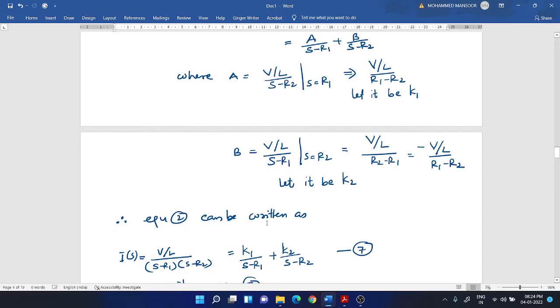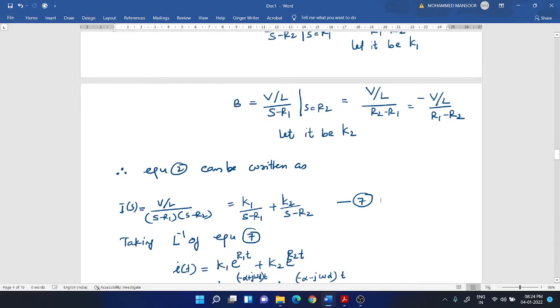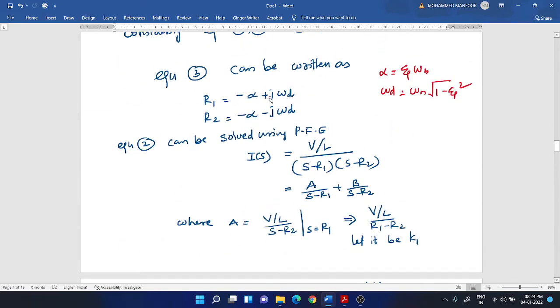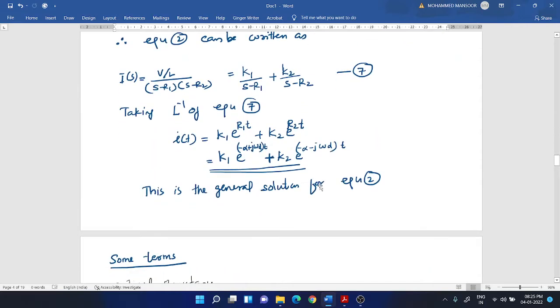Now equation 2 can be written as I of s is equal to V by L divided by (S minus R1) into (S minus R2), which equals K1 divided by S minus R1 plus K2 divided by S minus R2. Let it be equation number 7. Now we can take the Laplace inverse of equation number 7. We can obtain this equation: K1 e raised to R1t plus K2 e raised to R2t. We know what is R1. R1 is minus alpha plus j omega d, and R2 is minus alpha minus j omega d. So this is the general solution for equation number 2, that is I of t, the current response expression.